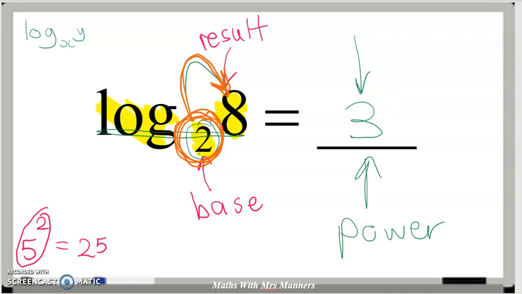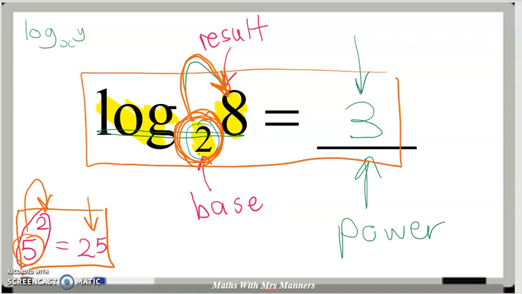And so it's a little bit different. This is actually called exponential form. Exponential form is where you have a base raised to a power and then the result is on the other side, and this expression here is called logarithmic form. So here's a few examples.